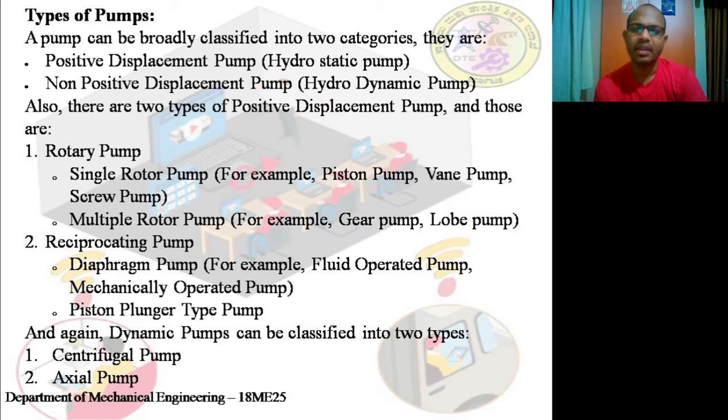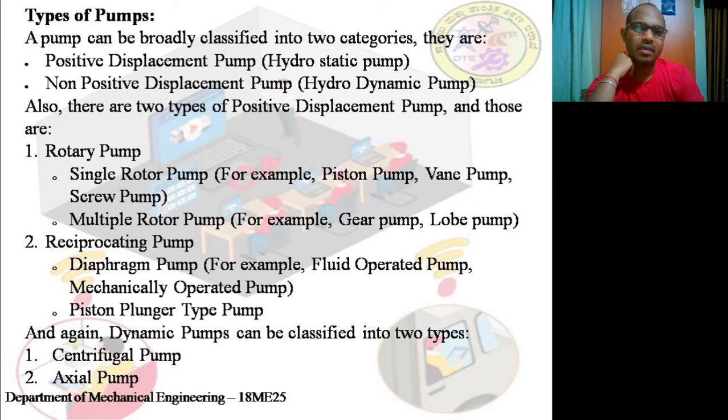Even in rotary pumps, a single rotor pump is also there. For example, piston pump, vane pump and screw pumps. And then multiple rotor pumps. If more than one rotor is there, then we call it a multiple rotor pump. For example, gear pump and then the lobe pump.